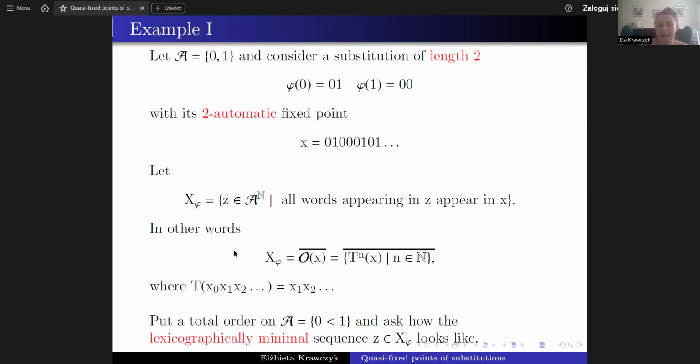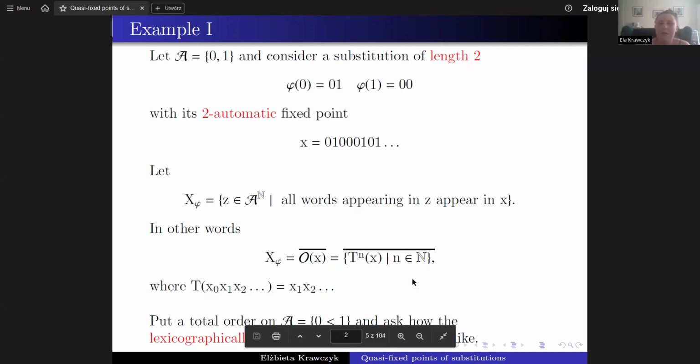Okay, once we have this set, one can do the following thing. Let's put a total order on my alphabet A. In this instance, I say that 0 is smaller than 1, and ask how the lexicographically smallest word in this set looks. In particular, does it have any nice structure? Does it have any nice properties?